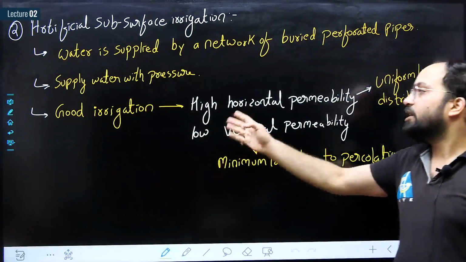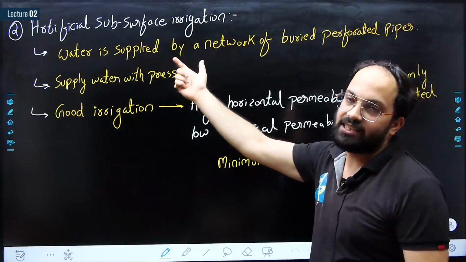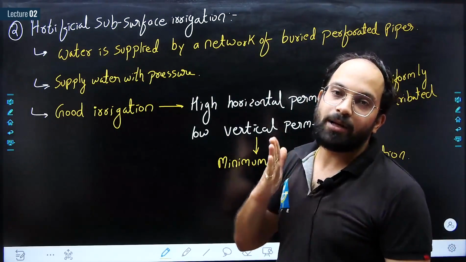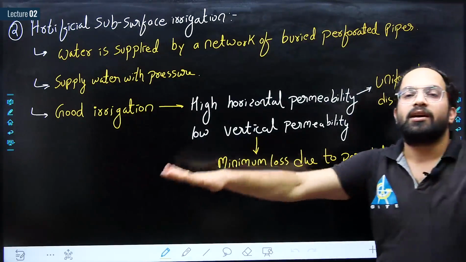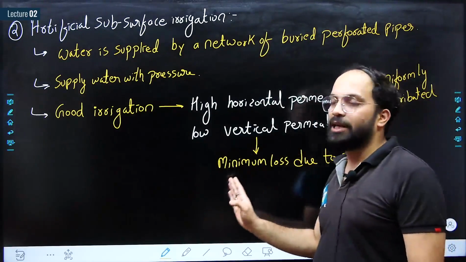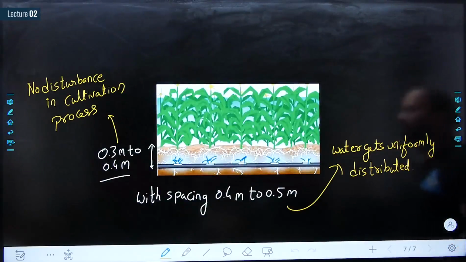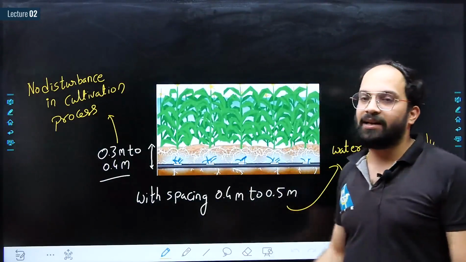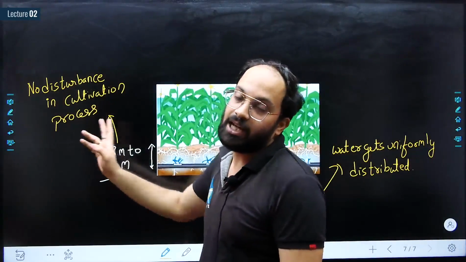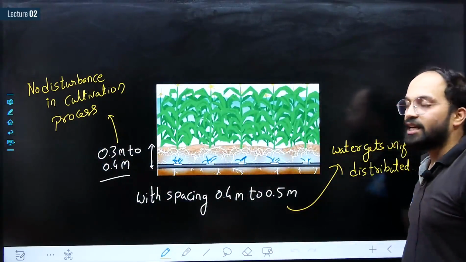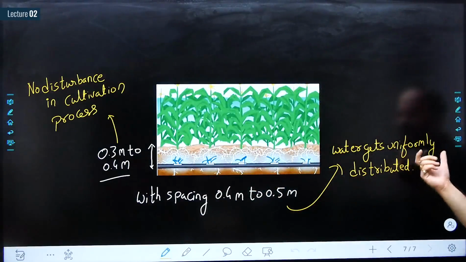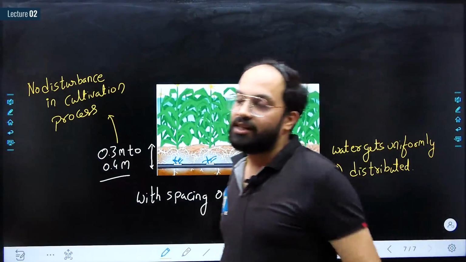For good artificial subsurface irrigation, the soil should have high horizontal permeability, so that my water will be distributed uniformly, but low vertical permeability, so that we can minimize the percolation loss. Now what about the measurements? The pipe will be buried at 0.3 meter to 4 meters. Why at these depths? So that no disturbance happens in our cultivation process, and with a spacing of 0.5 to 4 to 5 meters. Why this much space? So that water can be uniformly distributed.